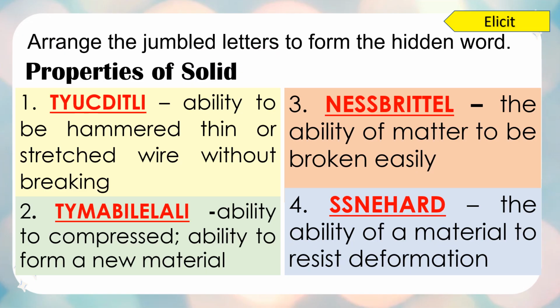Let's have a short review. Please arrange the jumbled letters to form the hidden word. These are all properties of solid. You have a given clue on each number. Just read the description below. I'll give you 1 minute to answer. Go!